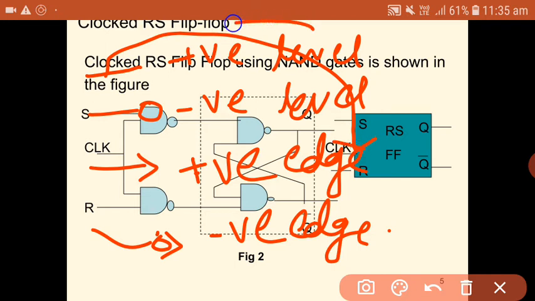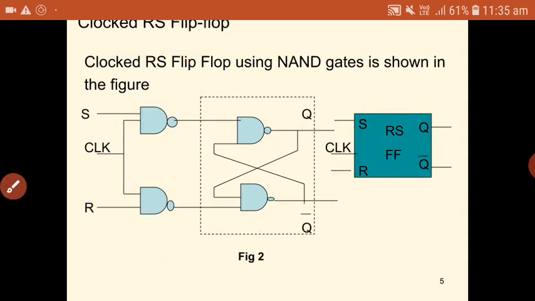Out of these, the type of clock I am applying here is positive level triggered clock. I am applying it to the clocked RS flip flop. So this is the block diagram of a clocked RS flip flop, clocked SR flip flop.